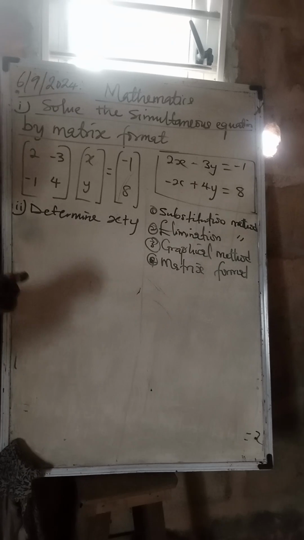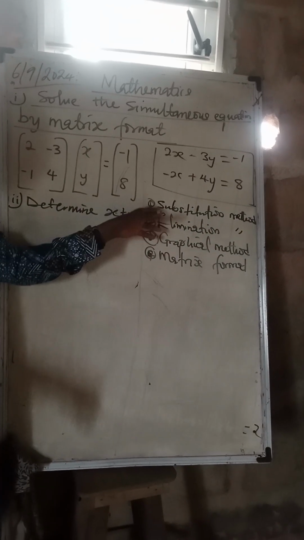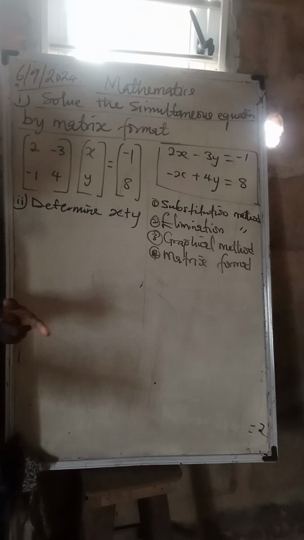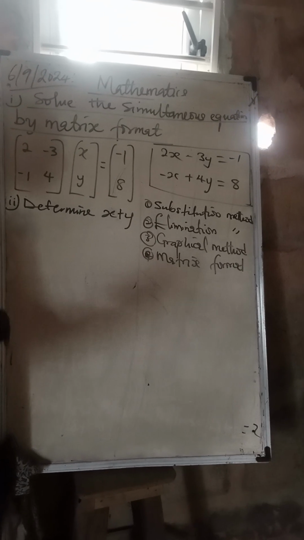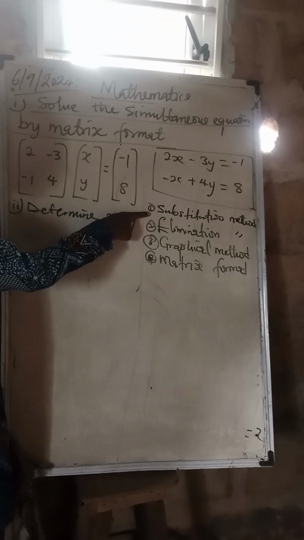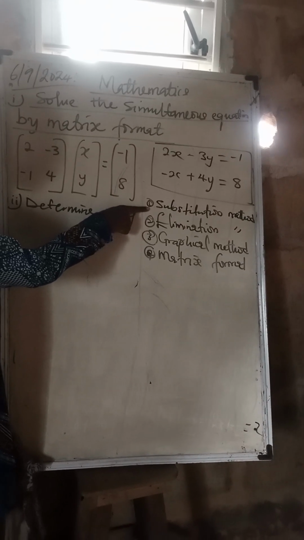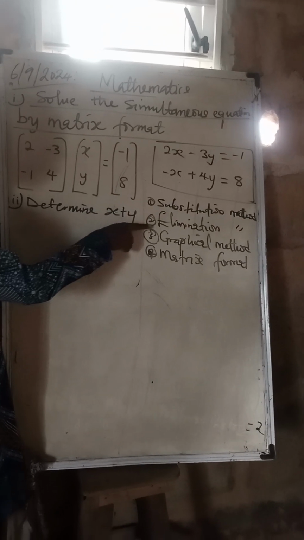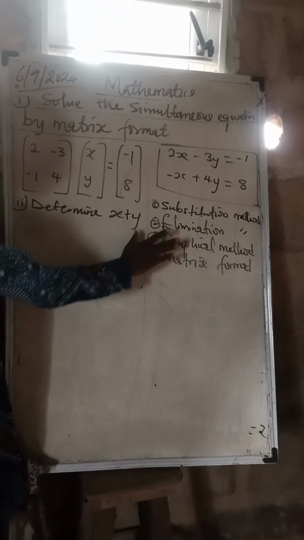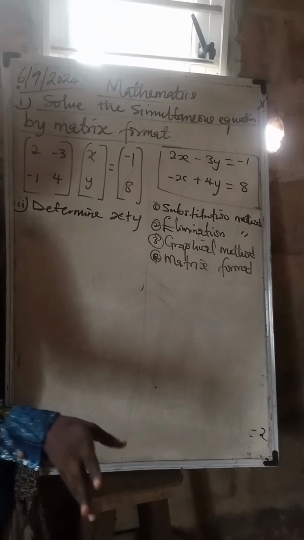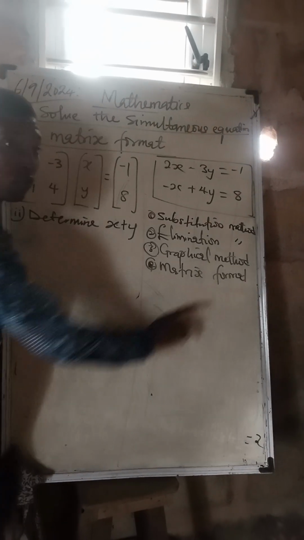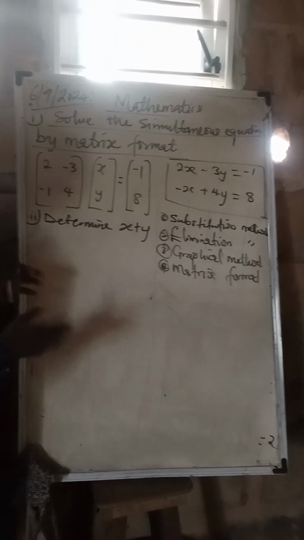Matrix format or method. So if you attended basic class, basic 9, which is what we call in some states JSS 3, you were taught simultaneous linear equation. You can evaluate it using substitution method, elimination method, graphical method at that level, basic 9, which is your JSS 3. So now at this level, which is your senior class, we use matrix format. And how do we go by matrix format? Take note. Watch now. Let's go.